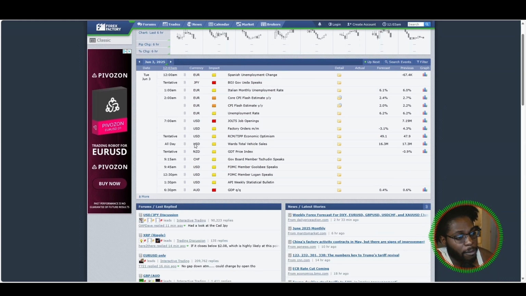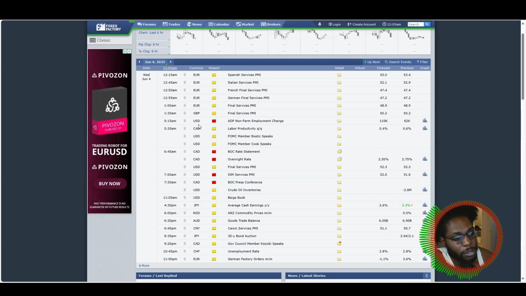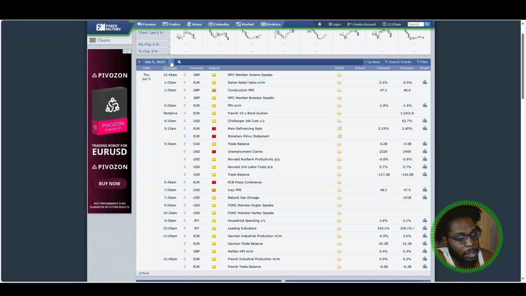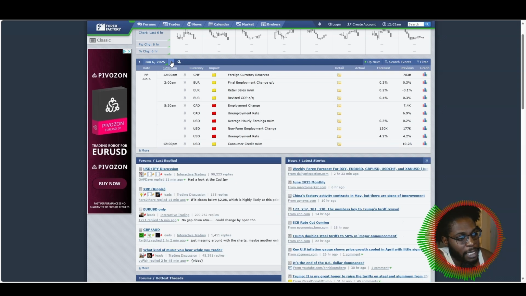And then let's see. Then we got JOLTS. Oh yeah, this is going to be one of those weeks where you might get a lot of movement, because we got red folder news every single day. Then we got the non-farm employment change on Wednesday, and also another PMI, services PMI. Thursday, unemployment claims, and then non-farm payroll. So this week's gonna be crazy as far as red folder news. So we'll definitely need to be careful this next week coming up, just from experience.